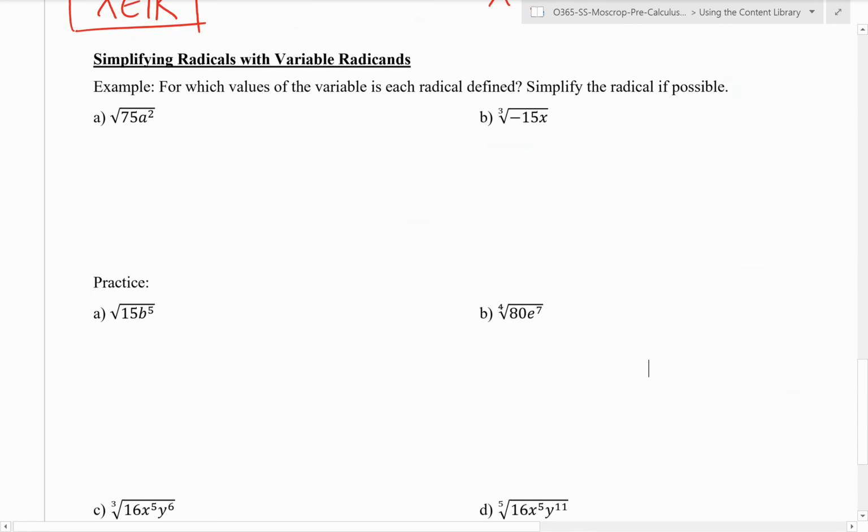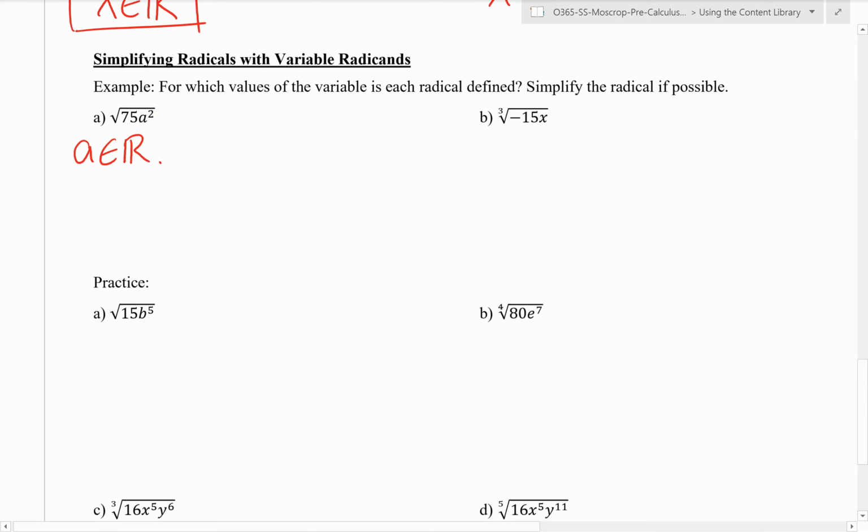We're going to look at the last example here. We are going to simplify radicals, and we do have variables inside here, and we need to first define the radicals. In this case, we're taking the square root of 75a squared. It's an even root, even index, so we need to be careful. It's a squared, so it's always going to be positive, and positive times positive is always positive. So in this case, a could be anything.